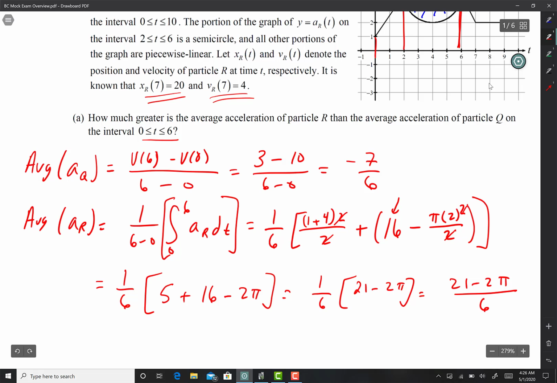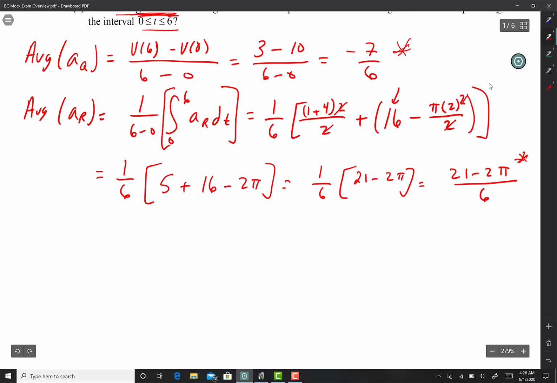So that's the average acceleration of R, and here's the average acceleration of Q up here. So Q and R. But they don't want to know the average acceleration of both. They want to know how much greater. So if you want to know how much greater, we just subtract the two. So we're going to go 21 minus 2 pi over 6 minus a negative 7 over 6.